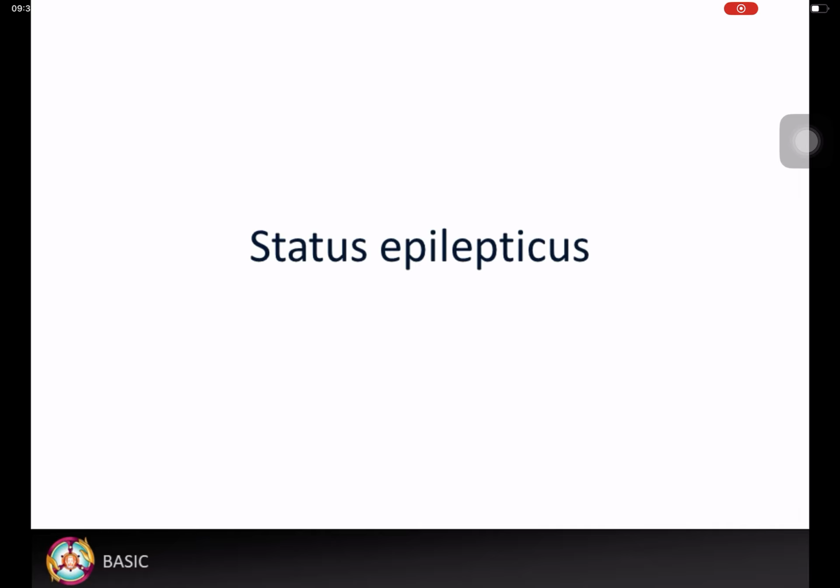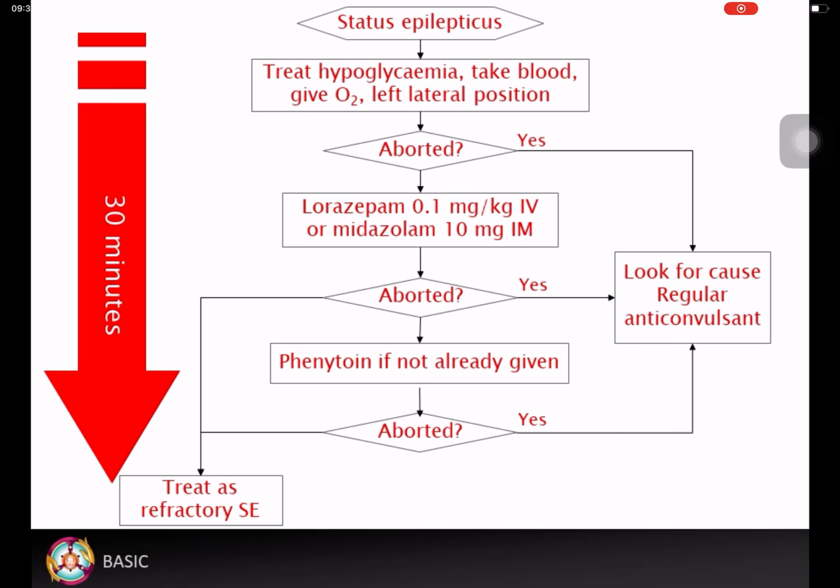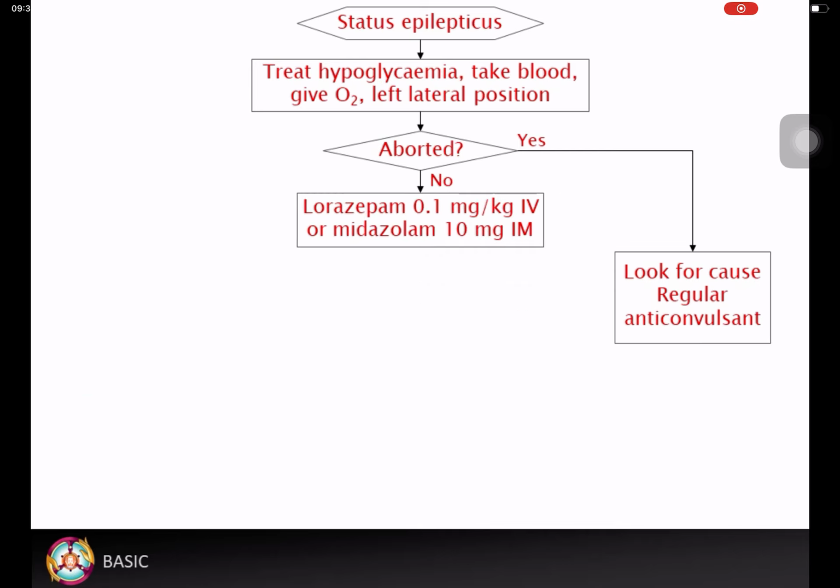Status epilepticus. This is a real emergency that needs to be treated urgently with the aim of stopping the fits or starting treatment for refractory status epilepticus within 30 minutes of presentation. The longer fits persist, the harder it is to terminate them, and the more brain damage the patient suffers. Initial management consists of the ABCs and correction of any hypoglycemia. If the convulsions are aborted, look for a cause and consider starting a regular anticonvulsant.